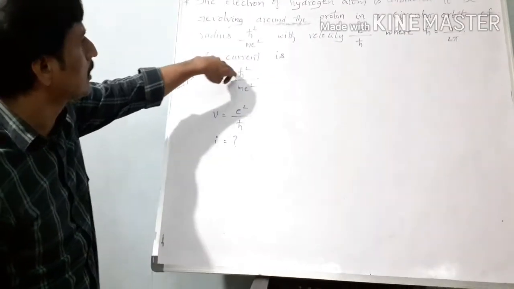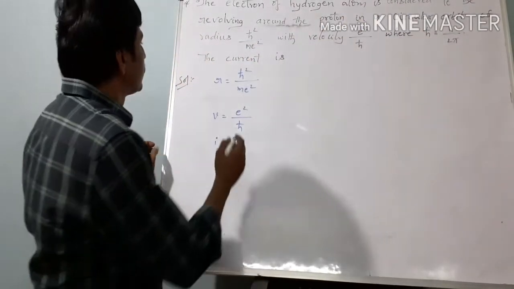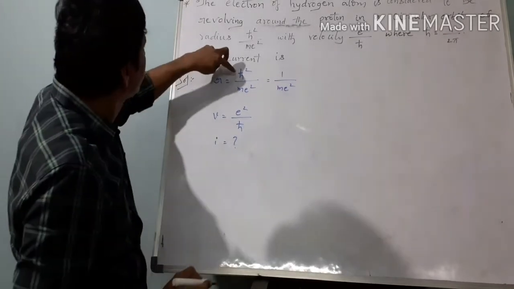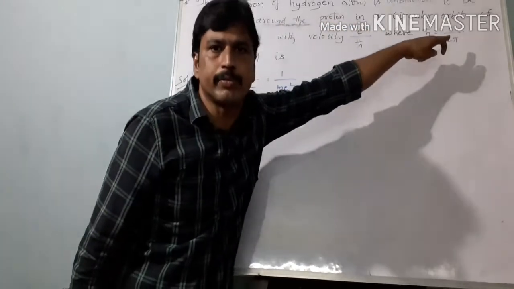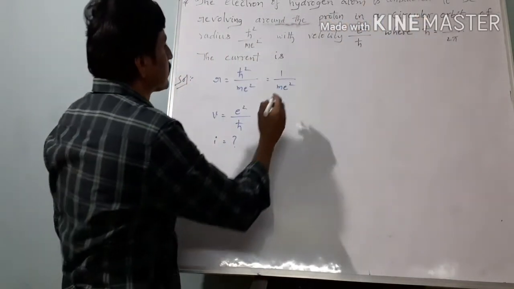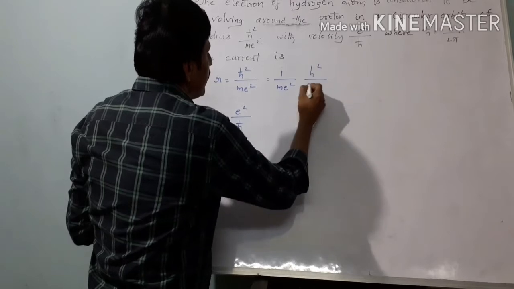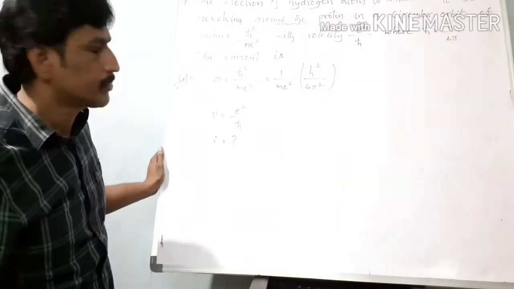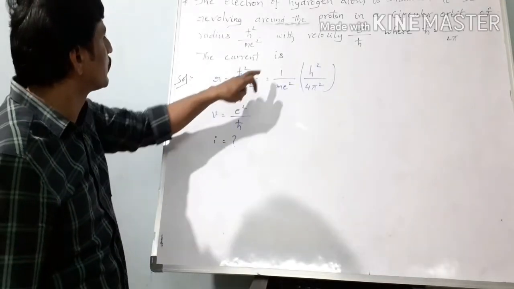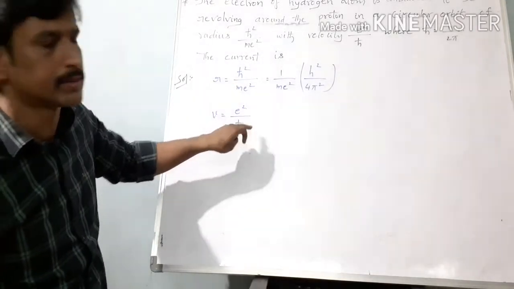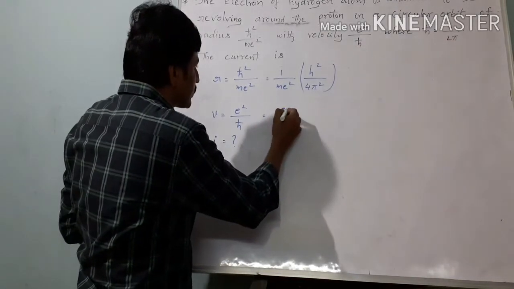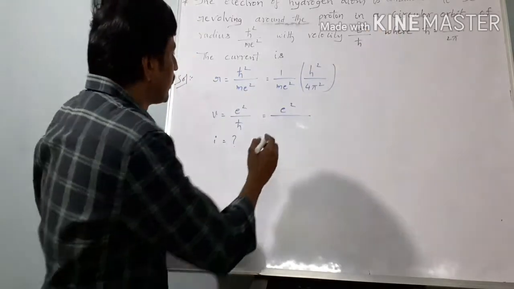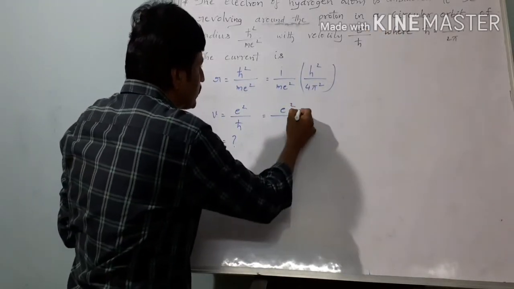What is the value of h cross? h by 2 pi. Substituting 1 by m e square, h cross square means h square by 2 pi whole square, which means h square by 4 pi square. Okay. Next, v equals e square by h cross, and h cross means h by 2 pi, so h by 2 pi goes in the numerator.